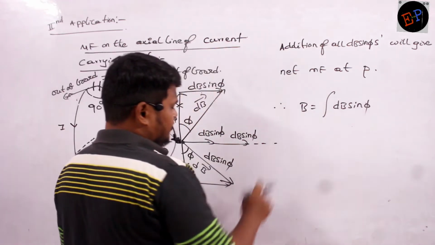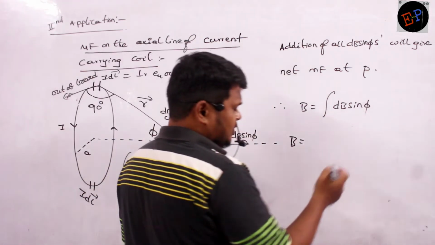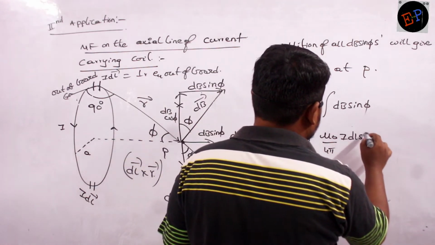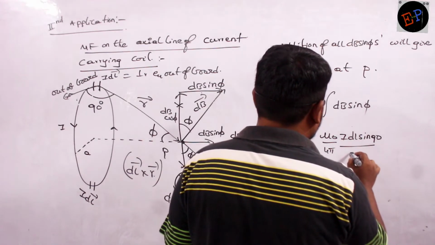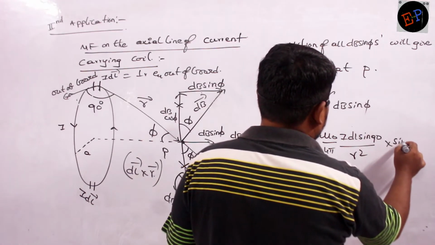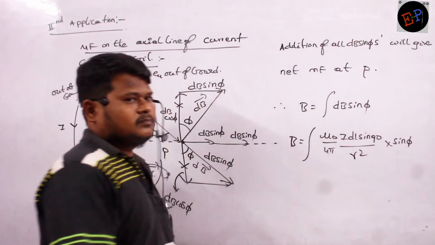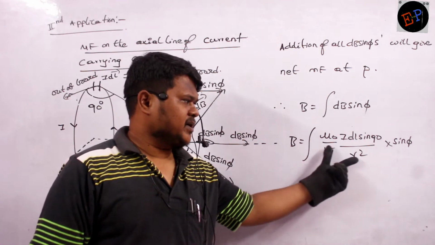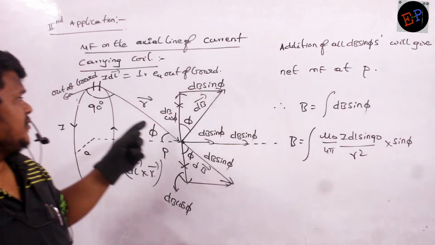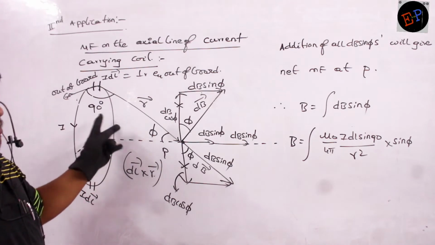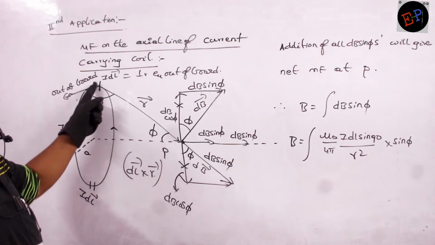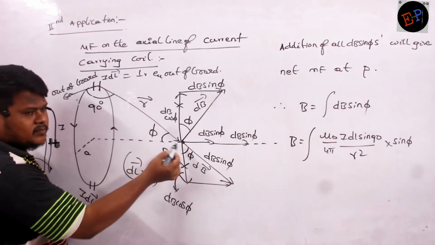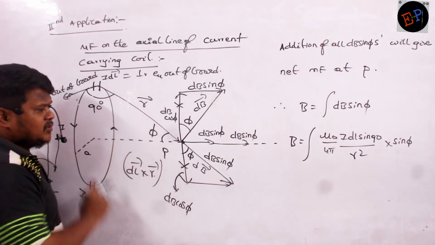Now what is dB? Already we know, by using Biot-Savart's law: mu naught by 4 pi, I dl sin 90 divided by r square, multiplied by sin phi. We know how to calculate dB by using Biot-Savart's law: mu naught by 4 pi, I dl sin theta divided by r square. The theta value we have already discussed, it is 90. So here there are two angles, and I should not be confused. One angle is between the current element and r. Another angle is made by r with this axial line. Two angles are there. Are you able to understand?